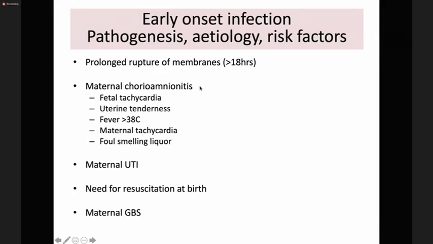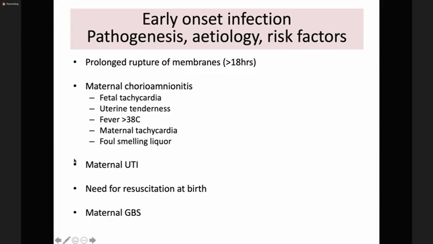Similarly, if there is an infection of the membranes, maternal chorioamnionitis, right? Hopefully you remember one membrane is the chorion, another membrane is the amnion. So if there is infection, then again, that is in close contact with the baby, it can cause a problem. So features that may suggest maternal chorioamnionitis include fetal tachycardia, uterine tenderness, fever more than 38, maternal tachycardia, foul-smelling liquor.